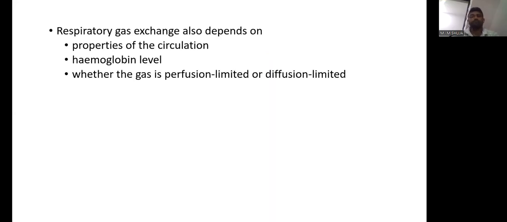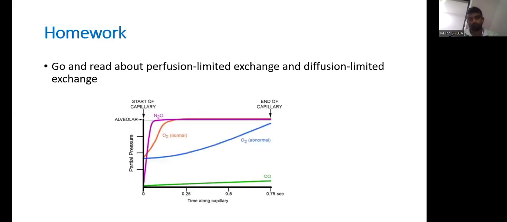There are other factors that also contribute to respiratory gas exchange, like the properties of the circulation, hemoglobin level, and whether that particular gas is perfusion limited or diffusion limited. So the homework for you all is, sorry, you have to go and read about perfusion limited exchange and diffusion limited exchange, with an example.